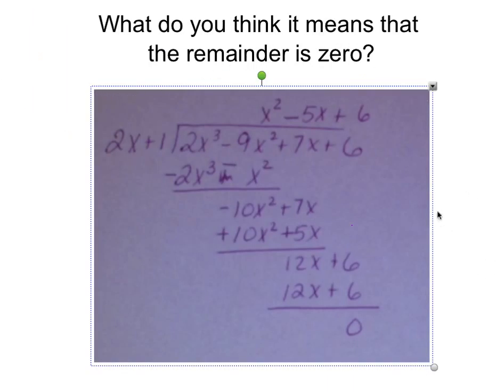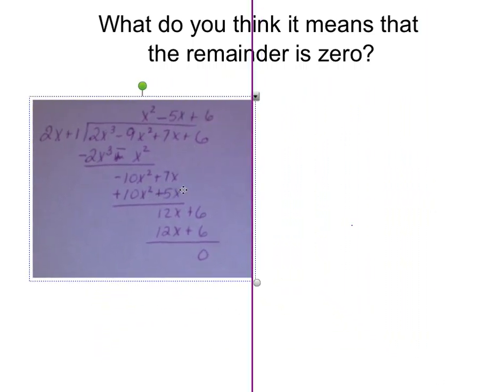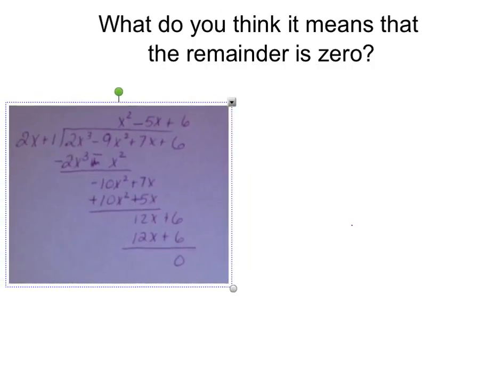And here's the answer. Now what I want you to notice about this is that I have a remainder of 0. So what do you think that means? Well, let's see. I think it means that I can take 2x plus 1 and multiply it by x squared minus 5x plus 6, and that product has to equal 2x to the third minus 9x squared plus 7x plus 6. So I'm going to write that out.